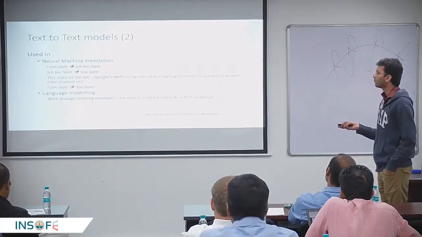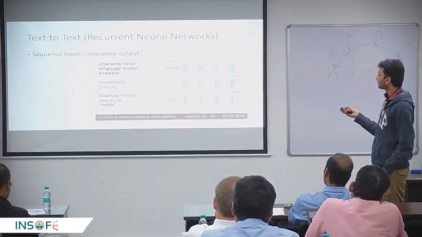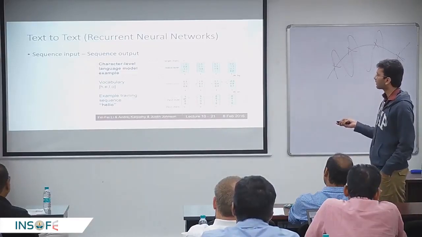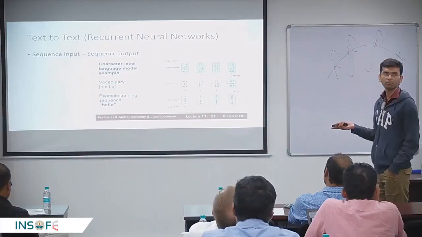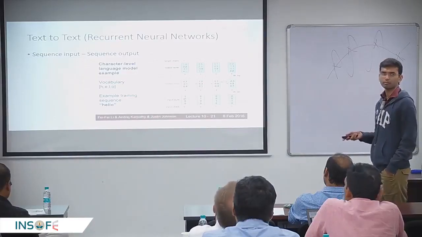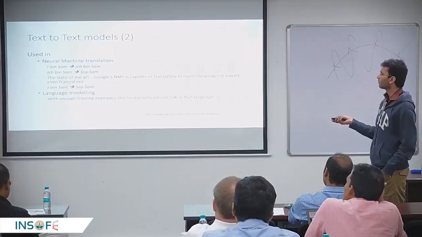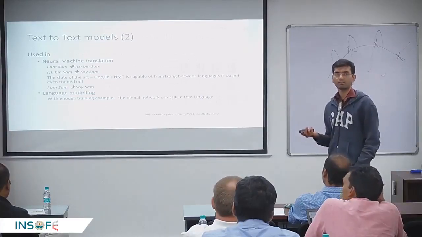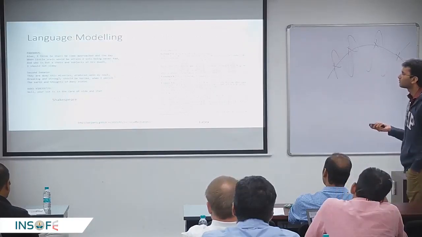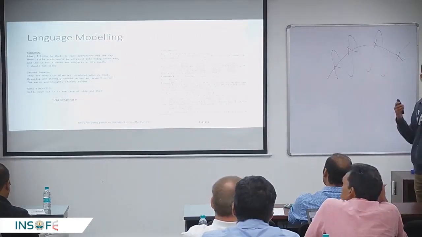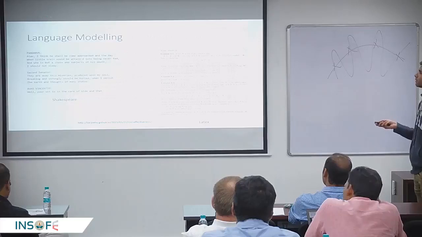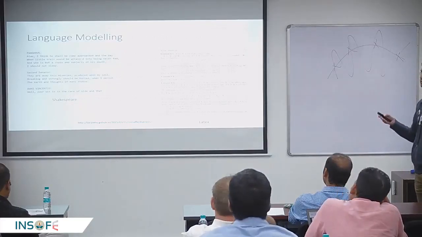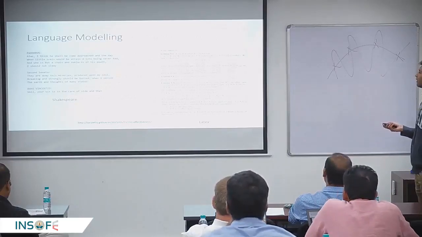And one more use would be language modeling itself. This is a direct example of language modeling, where I feed in this character and ask what the probable output is. I could feed words. And once I start doing that with enough training examples, the model itself starts talking in that language. For example, Shakespeare. I fed in enough Shakespeare plays, now it starts talking in Shakespeare. Or I feed in LaTeX text, it generates LaTeX output.